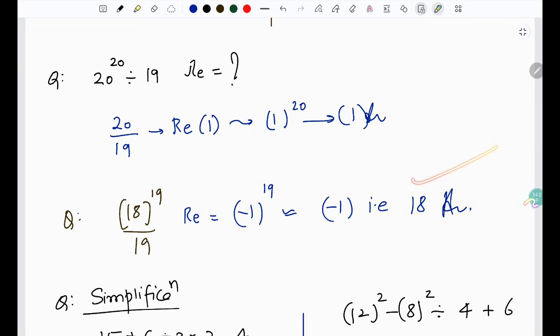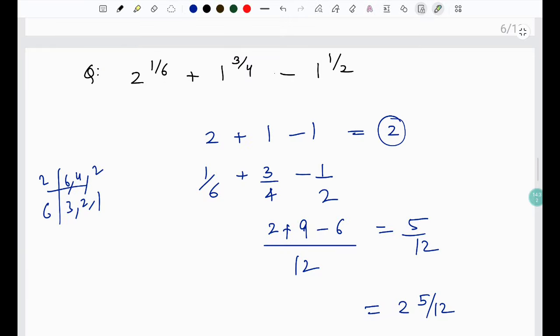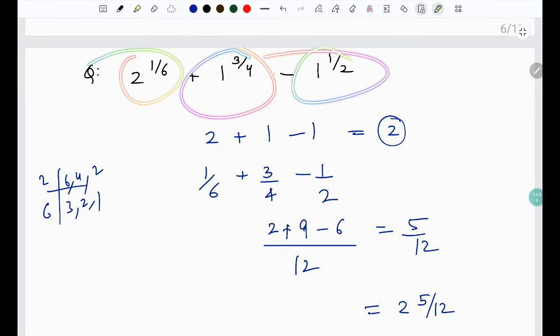Hence the correct answer is 18. Here is another question which is worth mentioning. It is 2 to the power 1 by 6, 1 to the power 3 by 4, and minus 1 to the power 1 by 2.